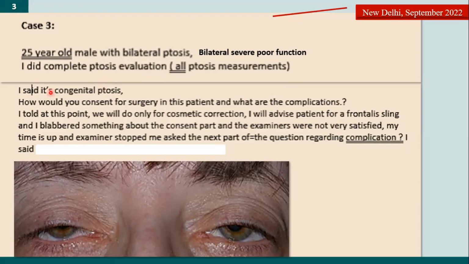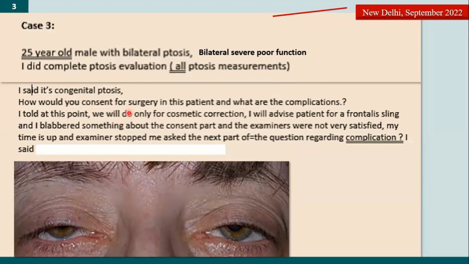So as you can see here, the candidate said that she did all measurements. And as you can see, measurements, it's like plural. A lot of points to be measured on both sides. So as you can see, I said it's congenital ptosis, okay? Although this is not a child, it's like an adult man, but probably she mentioned to the examiner about the history.